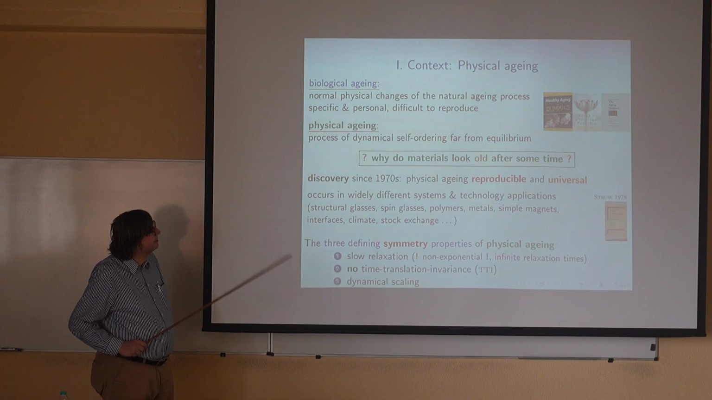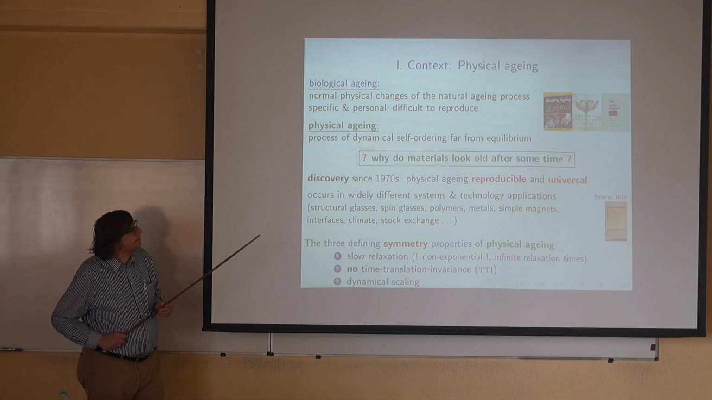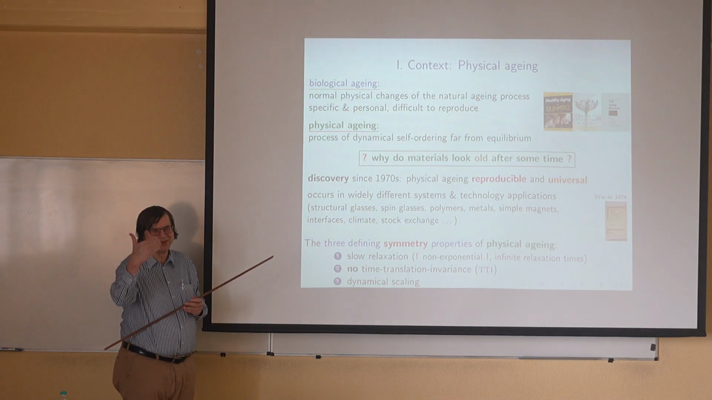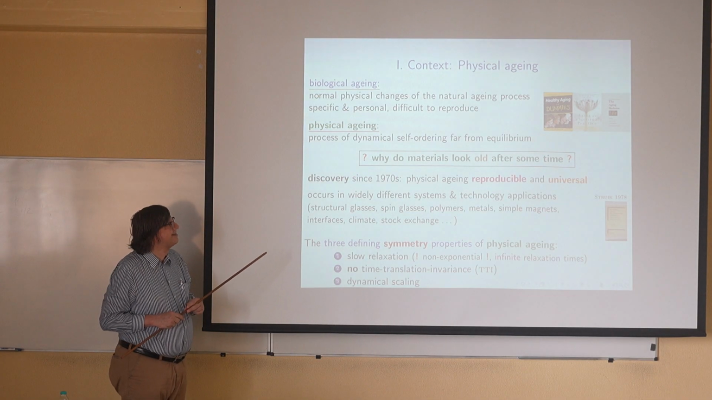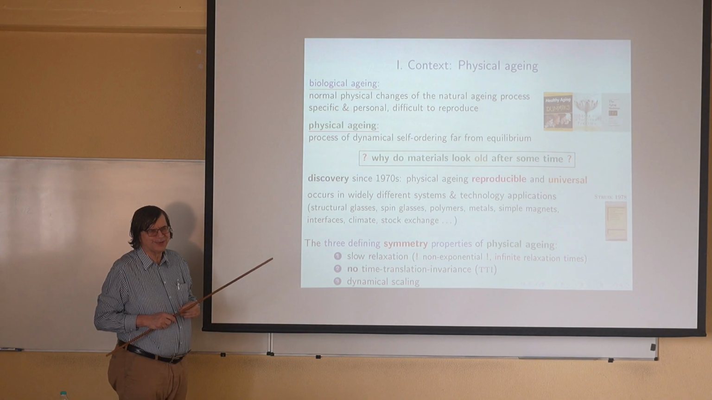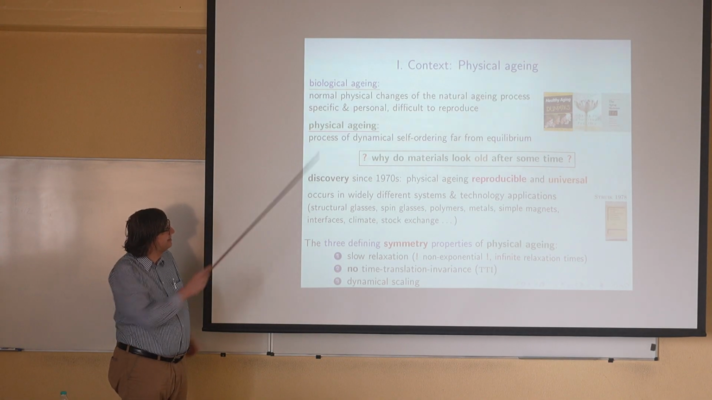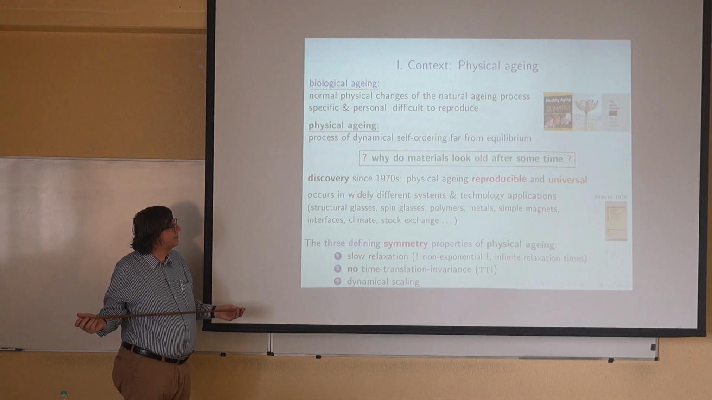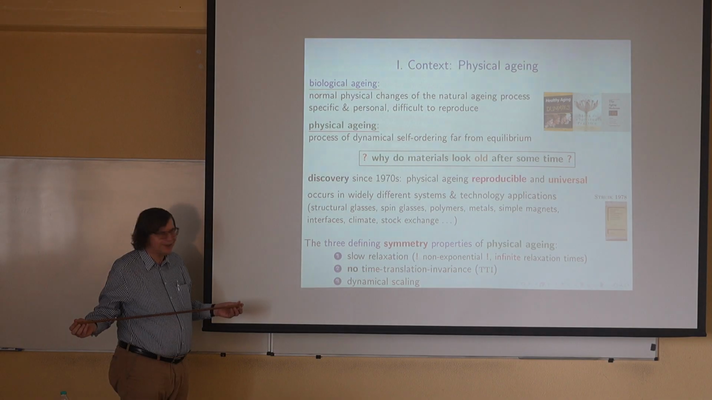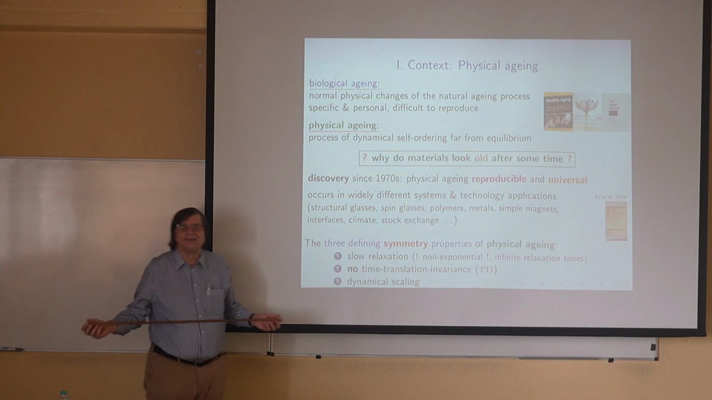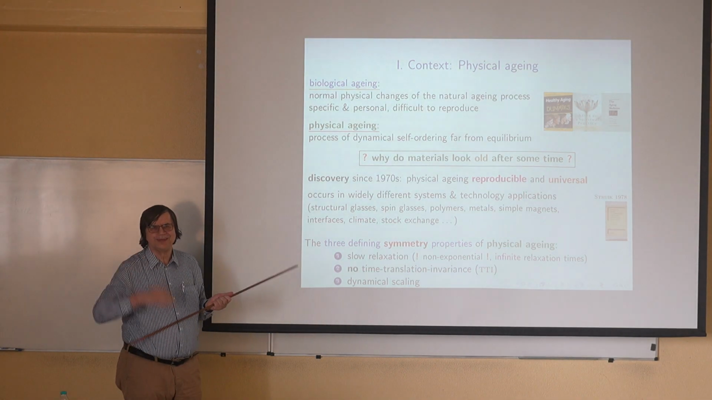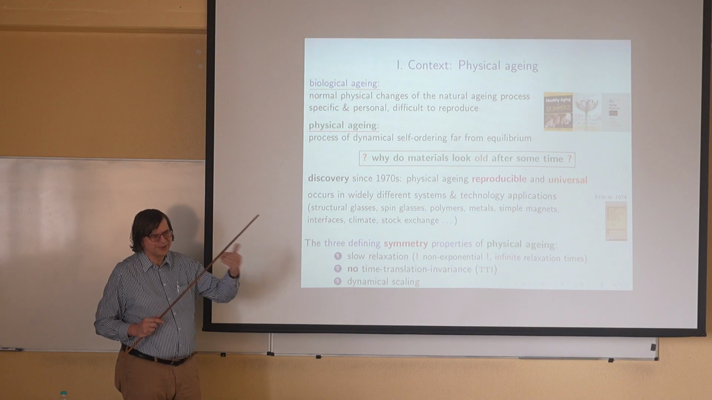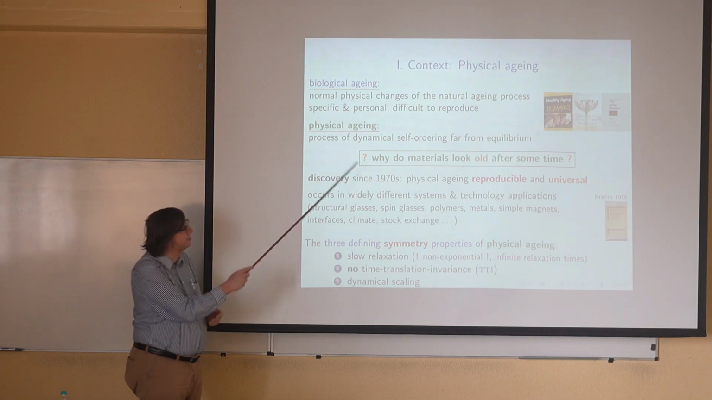So, for the context, physical aging. I do not need to talk about the personal aging everybody experiences every day. That is highly personal, difficult to reproduce, and very hard to study. I am interested in what is called physical aging, that is dynamically self-ordering processes in materials. Basically, you ask the question when you look at materials after some time: why do they look old? What has happened to them that optical, mechanical, and other properties have changed over time?